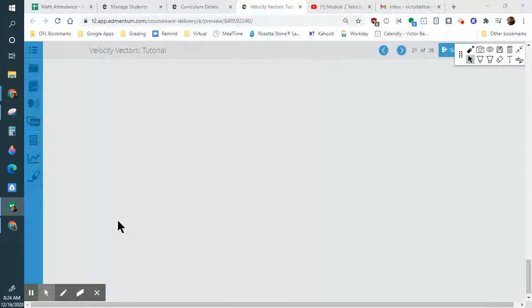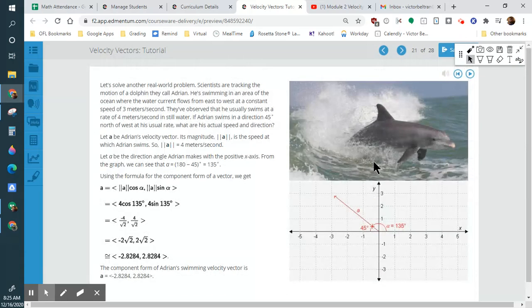This drawing tool, I think, always scrolls it down for me for some reason.